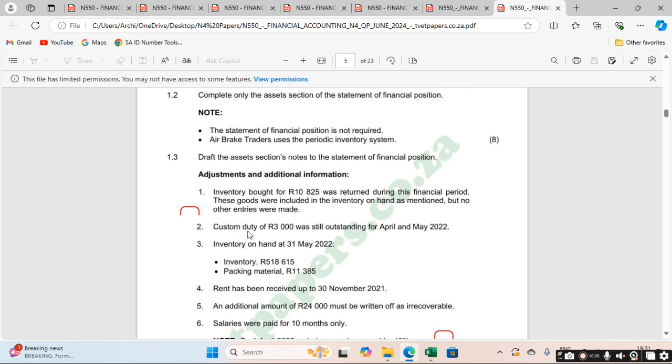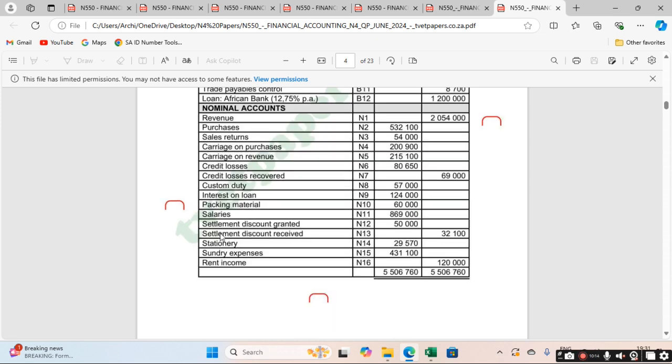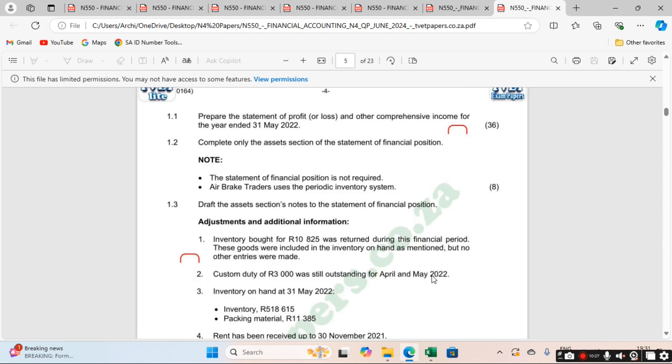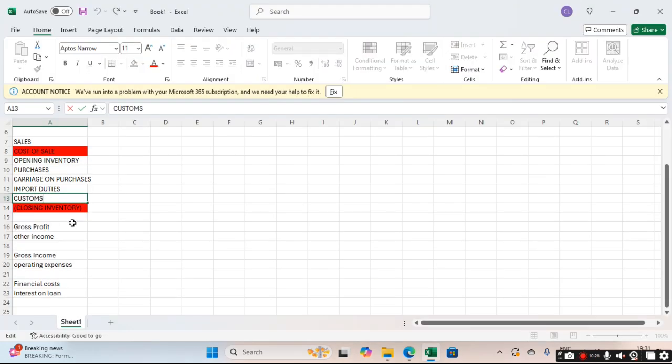Number 2, they're saying custom duties of 3,000 was still outstanding for April and May. So custom duties, where are the custom duties? Here is our custom duties. This is the amount for custom duties. The 57, you can see it's 57,000. So 3,000 for April and May is still outstanding. So you go back to your structure and then custom duties. On this custom duties, you're going to open bracket 57,000 plus 3,000 close bracket, and then you get your answer. So that's how you're going to deal with that transaction.